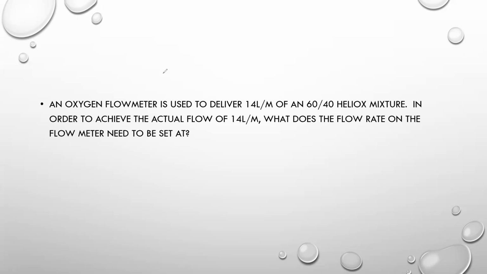So first off, we need to recognize that we're utilizing a 60-40 mixture. So it's 1.4. What we're going to do now is take 14, divide that by 1.4. And that's going to let me know what the flow meter setting is. So 14 divided by 1.4 is 10 liters per minute.